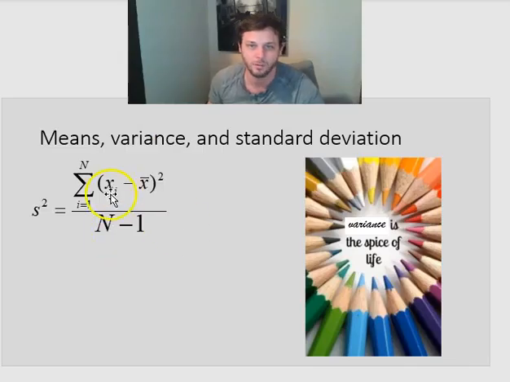Or else you can do it this way. For this one, we're talking about your sample minus the mean, and square that. And you're going to add all of those up. And then you take it over your sample size minus 1.